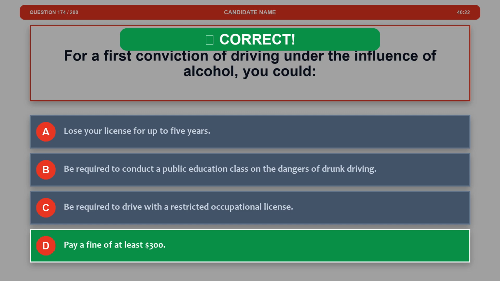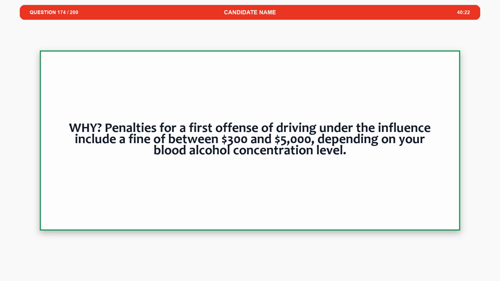The correct answer is option D. Pay a fine of at least $300. Explanation. Penalties for first offense of driving under the influence include a fine of between $300 and $5,000 depending on your blood alcohol concentration level.